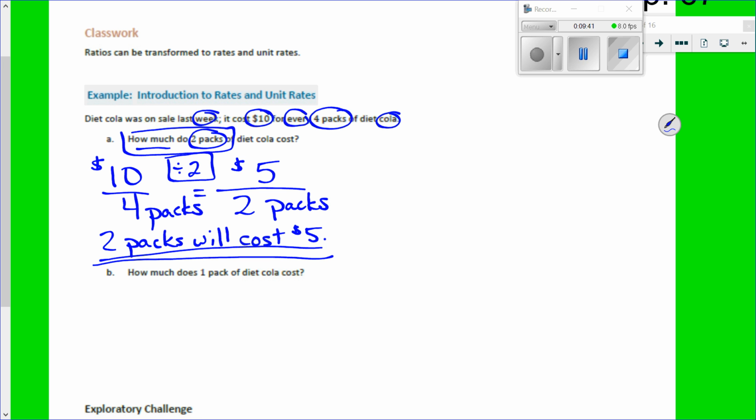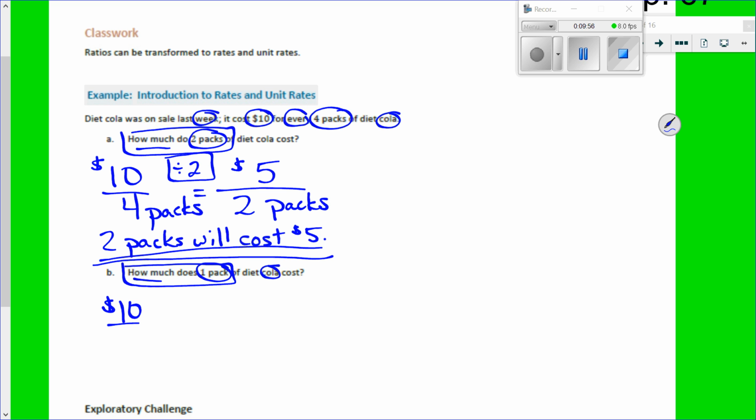See how easy this can be, guys? And if you will write out the work and do what we're asking, it literally will be this simple. So how much does 1 pack of Diet Cola cost? So now we're going to start the exact same way.